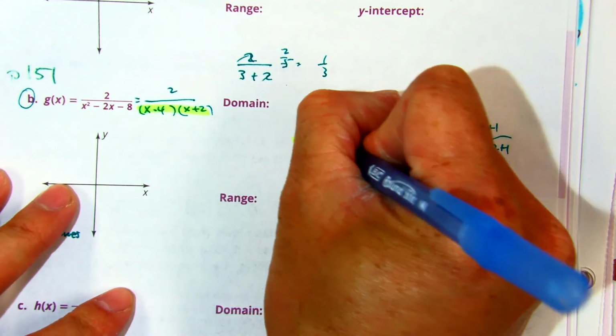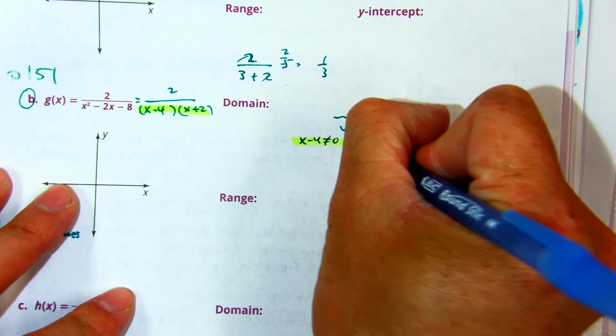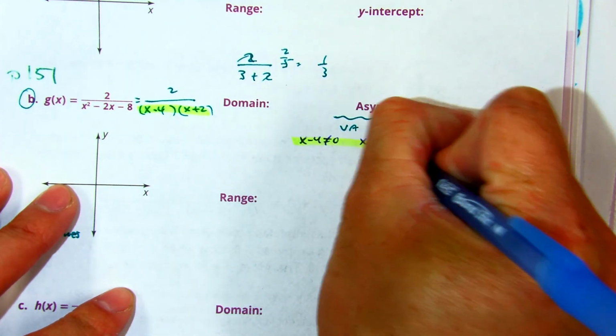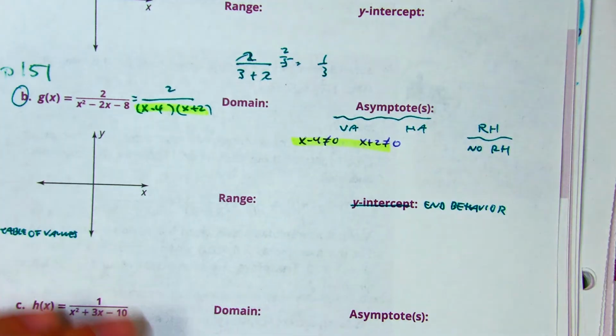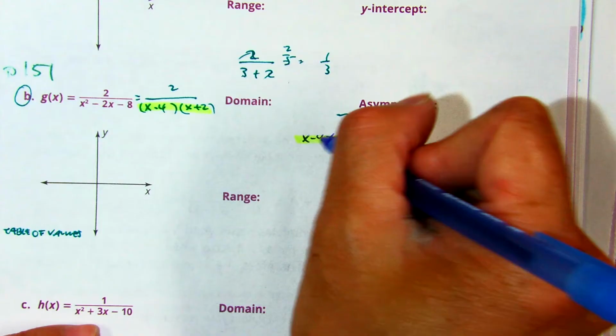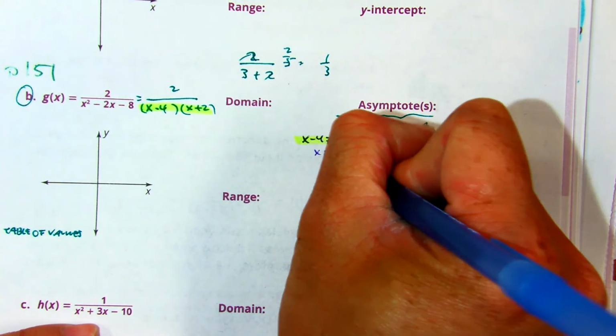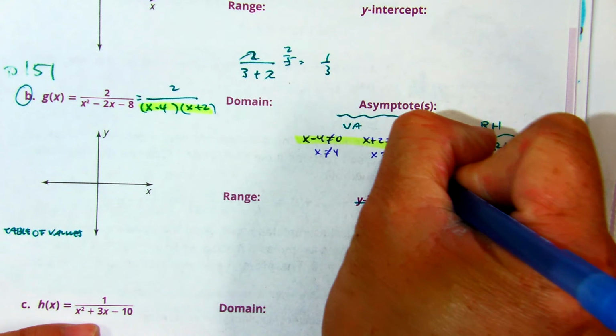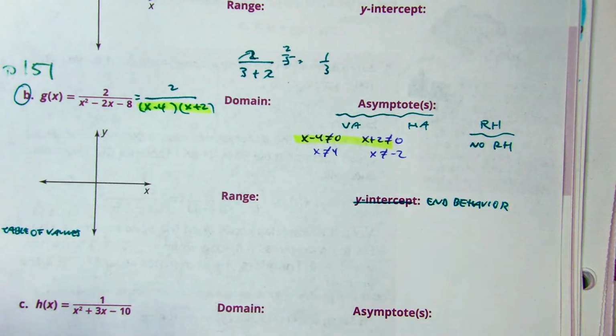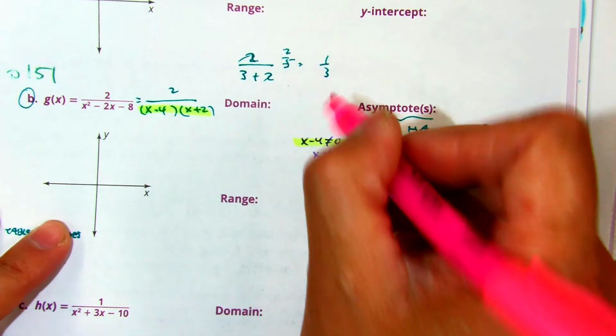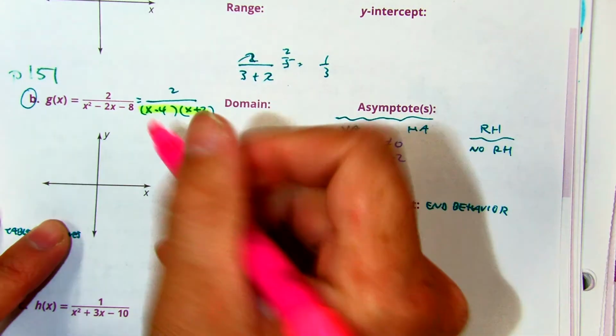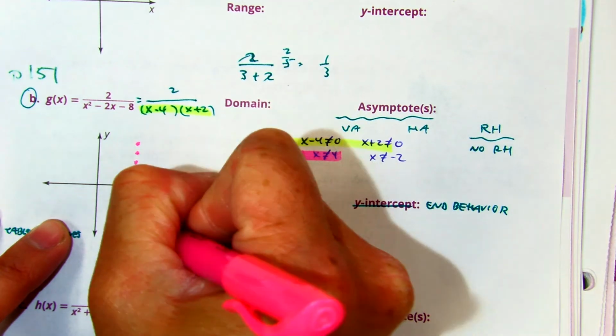Ariel, when you do that and you solve it, what do you get? Four and -2. Raise your hand if you got that. Four and -2.